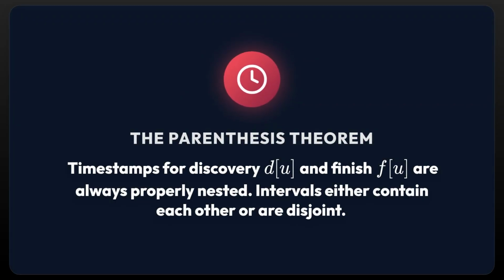DFS generates discovery and finish timestamps that obey the parenthesis theorem. If we treat discovery as an opening parenthesis and finishing as a closing one, the structure is perfectly nested. If node V is a descendant of U, V's time interval is completely contained inside U's. This property allows us to reconstruct the tree structure just from the numbers.